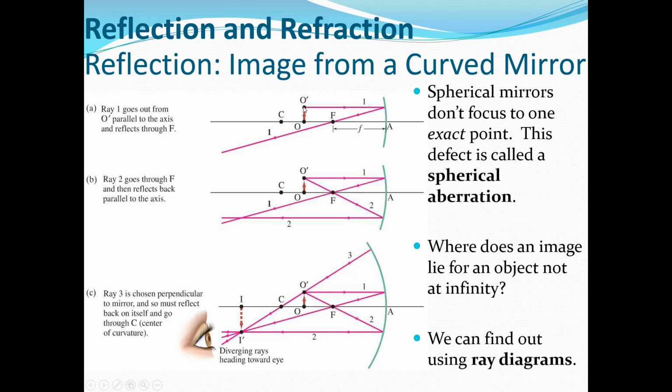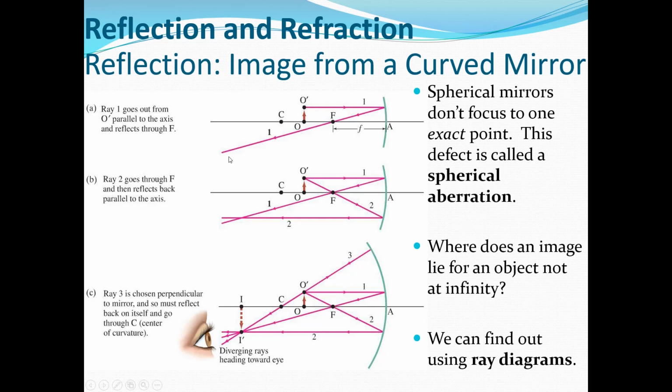The first line is going to go parallel to the principal axis from the top of the arrow. It's always to the top of the arrow. So you do it to the top of the arrow, it goes parallel. And if you recall, one of the things I just said was that parallel lines will go through the focal point. So the line that gets reflected is going to go from the mirror through the focal point. So this is our first line, parallel to focal.